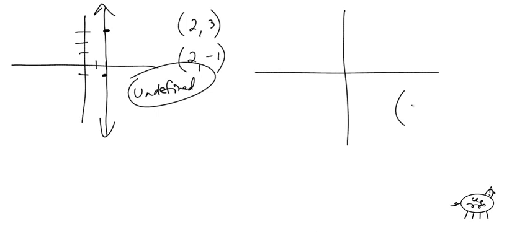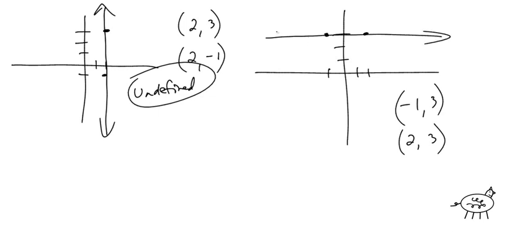Here's the next one. Negative 1, 3 and 2, 3. Okay, so let's plot those points. 2, 3 and negative 1, 3. All right, look at that, man. All right, so that is a 0 slope. Okay, that's pretty easy.